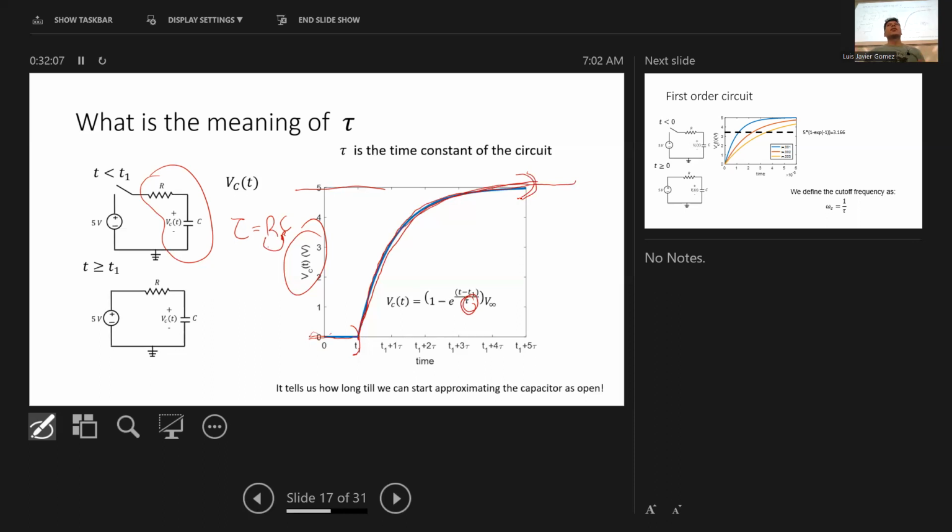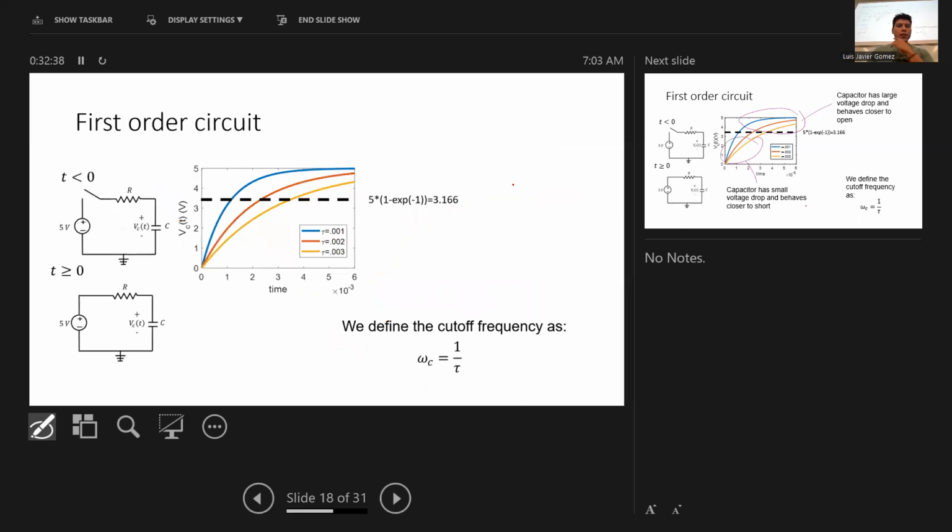Because it tells us something about how long the circuit takes to respond, it also tells us something about the frequency, at the lowest frequency that this thing can actually behave as a short. So that's the intuition behind these taus. The solution for the circuit will always be, after one tau, you're at a certain place. After five tau, you're typically already at the max. So we define the cutoff frequency as 1/tau.